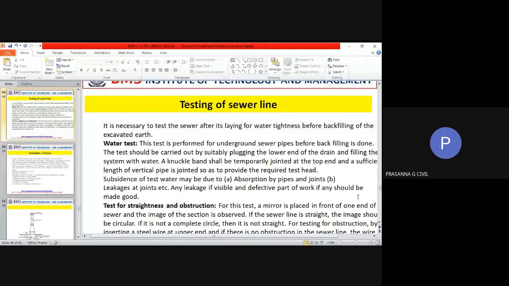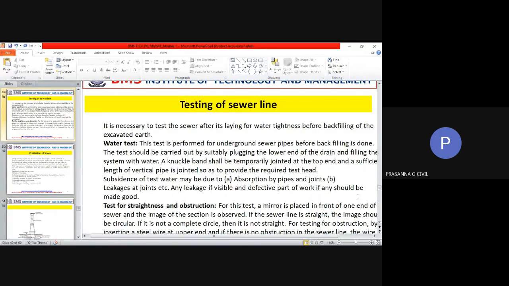Everything will be done from manhole to manhole in most cases, so that testing can be done stage by stage. If you wait until everything is done, testing becomes very complicated. So it becomes easier to do the testing in that manner. After you have finished laying the pipeline, it is necessary to test the sewer for water tightness before backfilling.